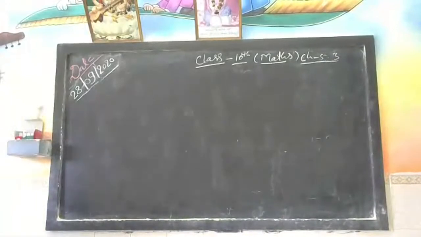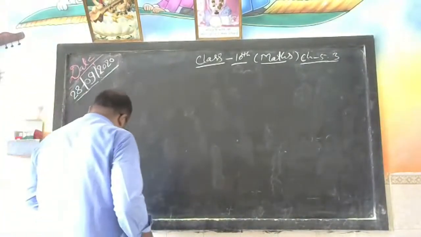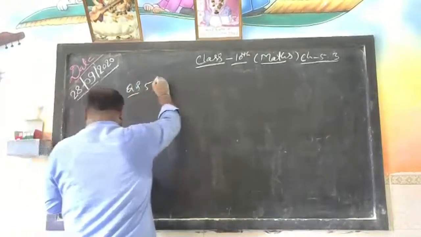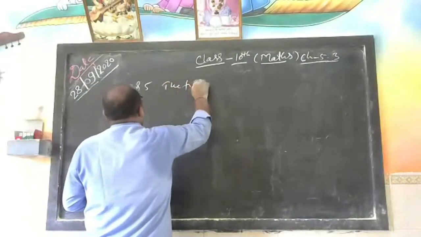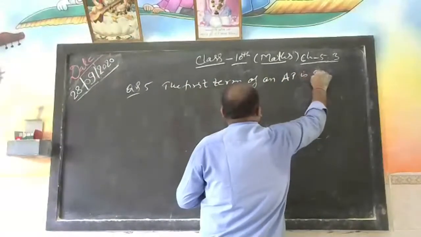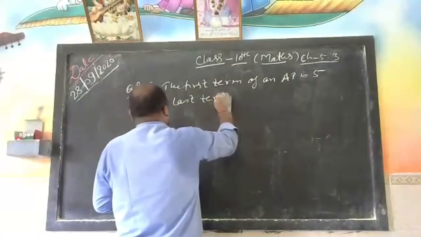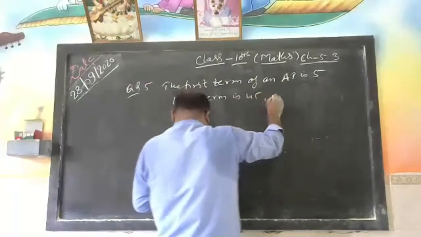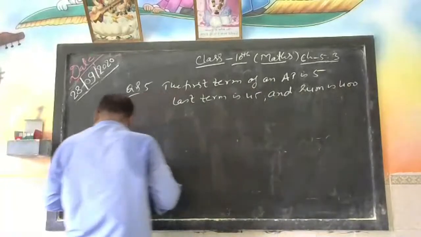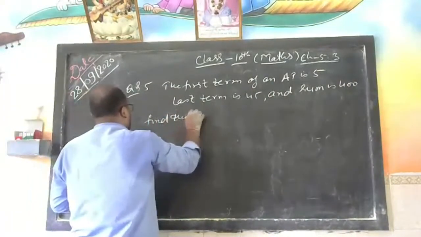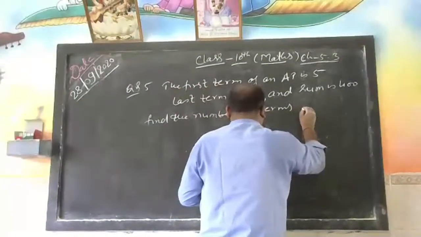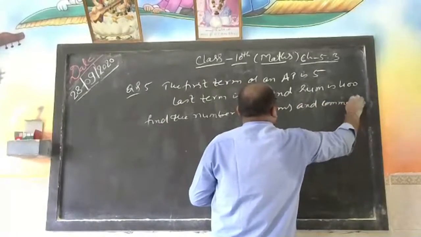Take another question. Question number 5. The first term of an AP is 5, the last term is 45 and the sum is 400. Find the number of terms and common difference.